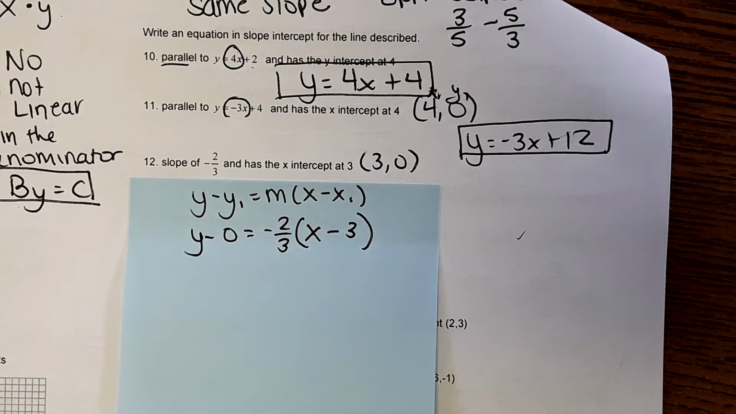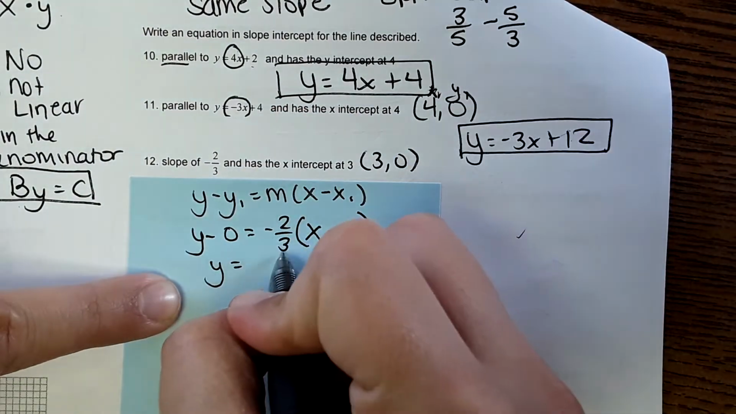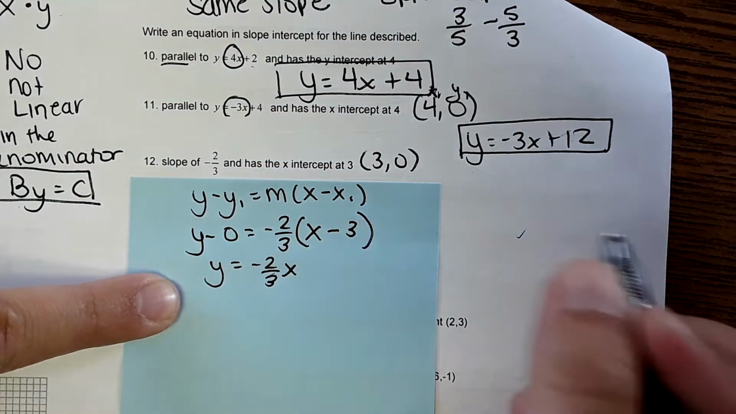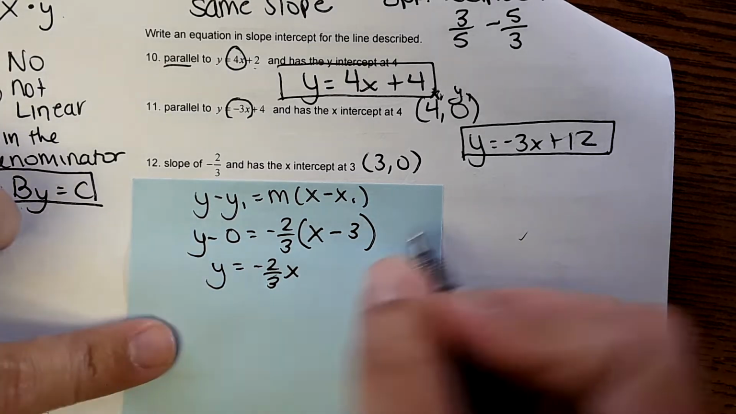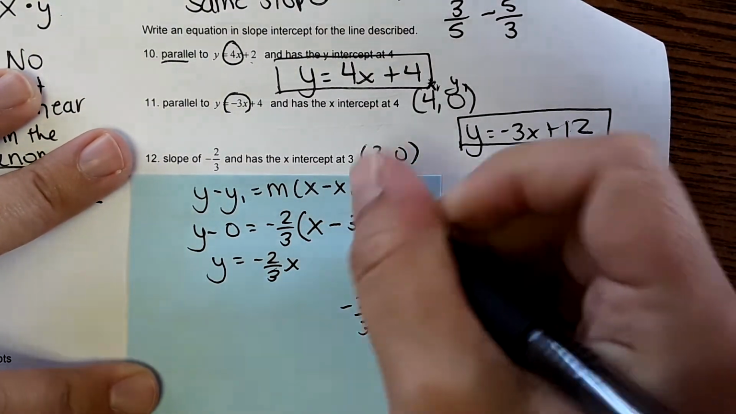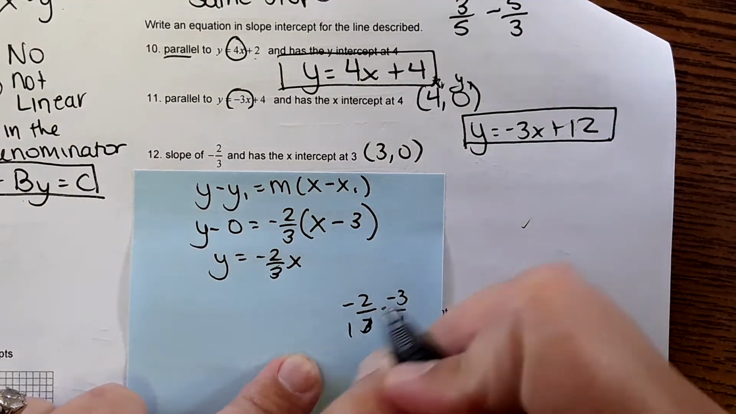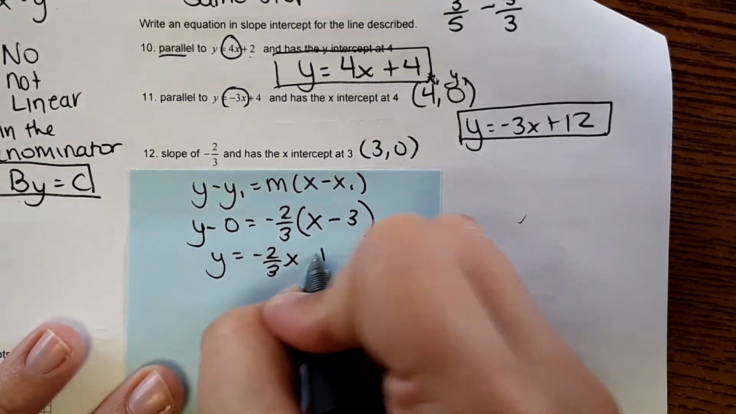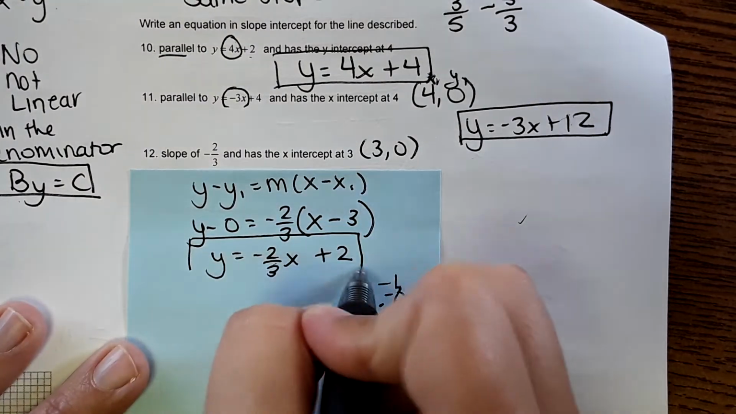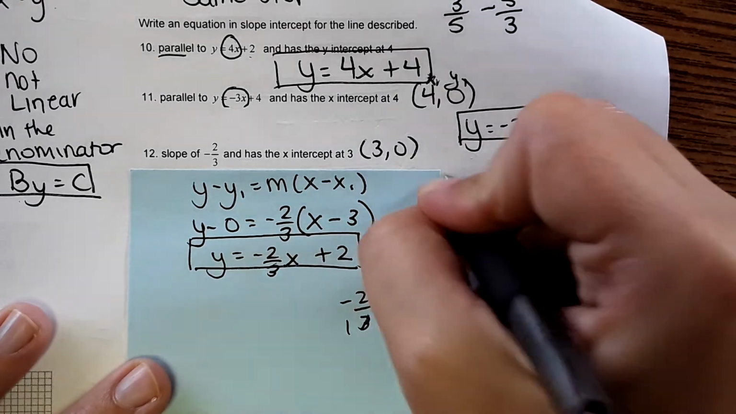Then as long as we have everything plugged in right, we can just simplify it, solve it for y. -2/3 times x will be -2/3 x. -2/3 times -3, you may be able to do that in your head. It's going to be +2. If you can't, then -2/3 times -3/1. 3 and -3 are just 1 and -1. -2 times -1 is 2/1. So plus 2. Y equals -2/3 x plus 2.